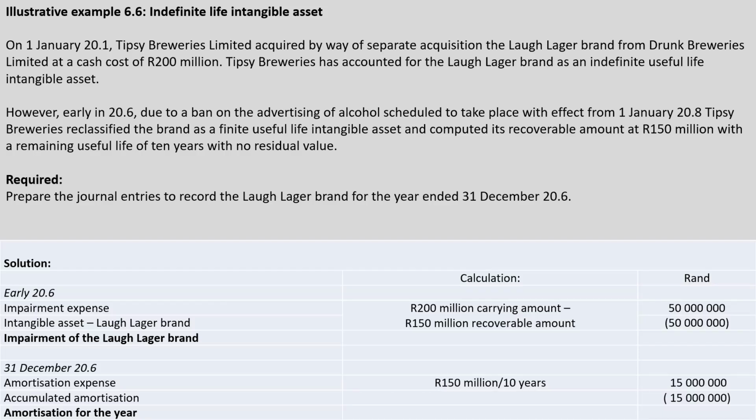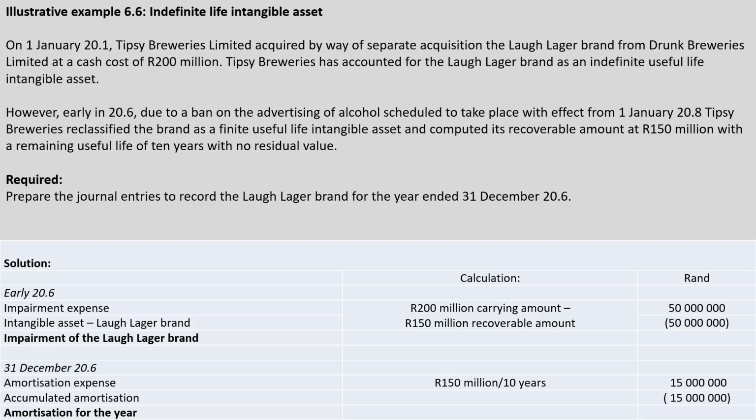However, early in 2006, due to a ban on the advertising of alcohol scheduled to take place with effect from 1 Jan 2008, Tipsy Breweries reclassified the brand as a finite useful life intangible asset and computed its recoverable amount at 150 million, with a remaining useful life of 10 years with no residual value. And they've asked us to prepare the journal entries to record the Laugh Lager brand for the year ended 31 December 2006.